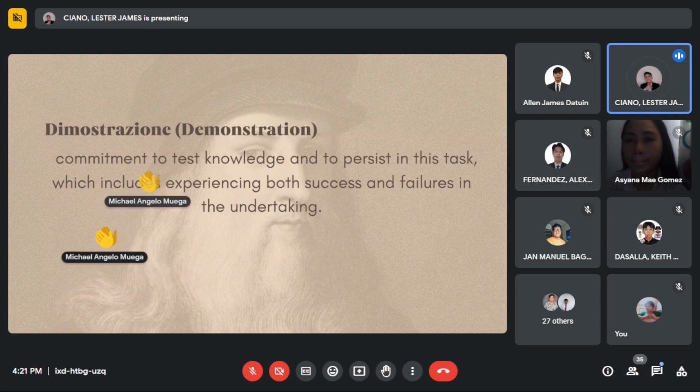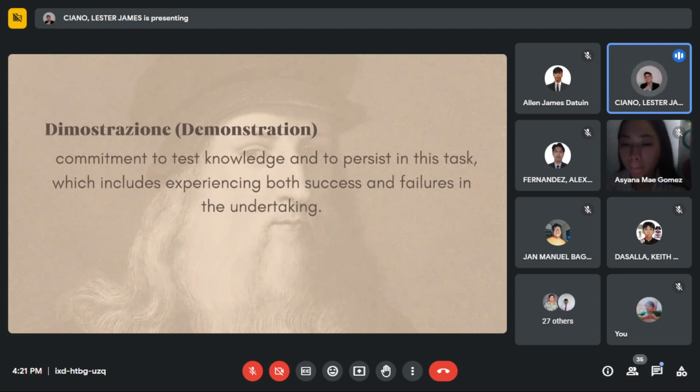Huwag tayong magkaroon ng assurance sa isang bagay na alam natin na sinisimulan pa lang natin. Huwag tayong maghangad ng magandang resulta kung sisimulan pa lang natin yung isang bagay. No? Kailangan natin ng commitment to test our knowledge through experience. No? Experience is the best teacher, ika nga. So, this requires you.